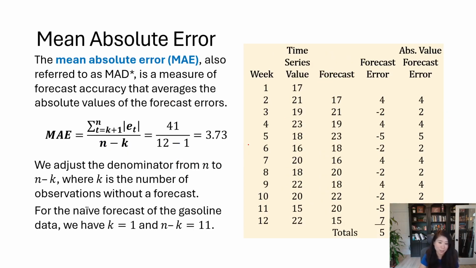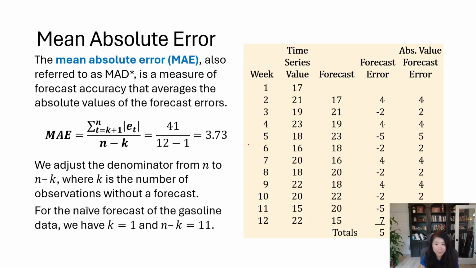So that's the second metric I want to introduce, called mean absolute error, also called the MAE, or sometimes MAD. This is a measure of forecasting accuracy that averages the absolute value of the forecast errors. Remember, we don't want the positive and negative errors to cancel each other and give us a false impression that our model is predicting very well.